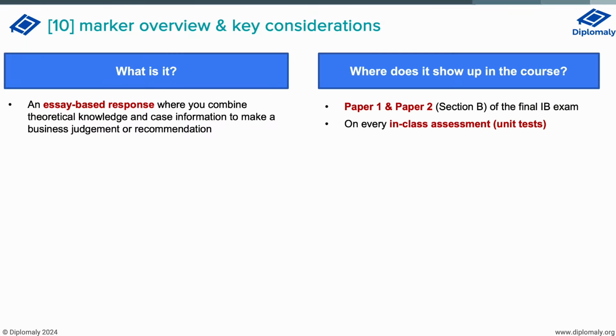In terms of where it shows up, the 10 marker will show up in your paper 1 and paper 2 as part of section B. This goes for both HL and SL students. Additionally, your teacher is most likely including one of these on every unit test or in-class assessment that you have.